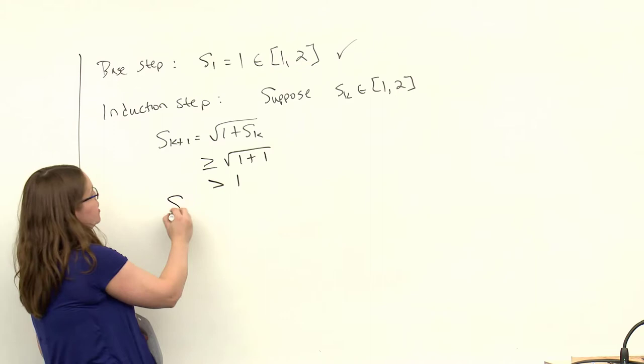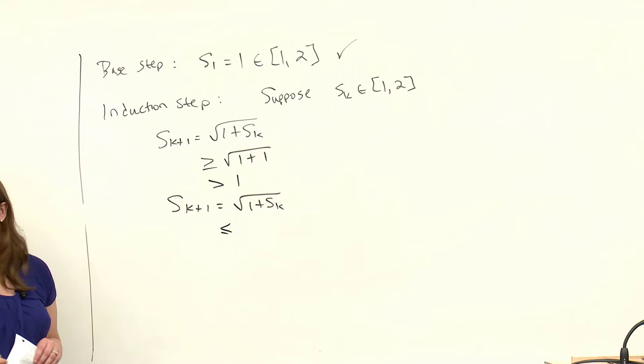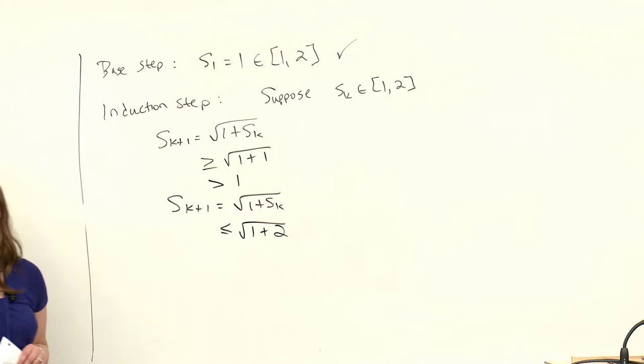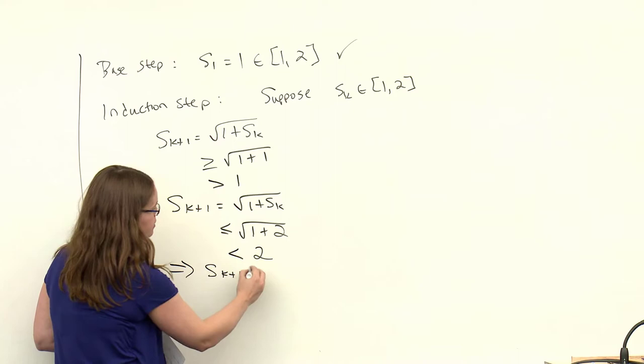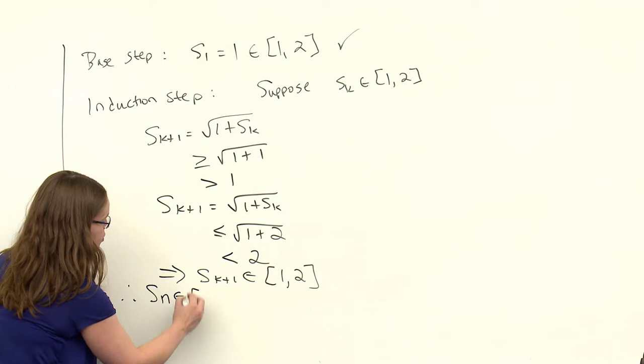Sk plus 1 is again root of 1 plus Sk. Now we've made the assumption that Sk is at most 2, so this is at most square root of 3. Square root of 3 is less than the square root of 4, so this is certainly less than 2. Right, and that's actually it. We've shown that indeed Sk plus 1 lives now in this interval, and that means they all do. So we can conclude Sn always lives in [1, 2] for all values of n.